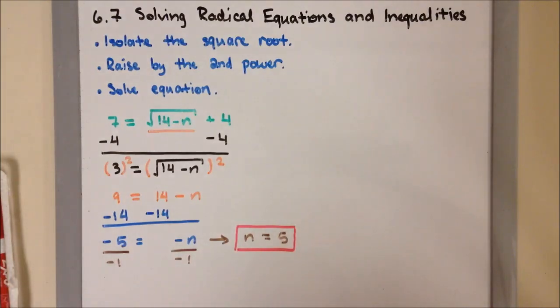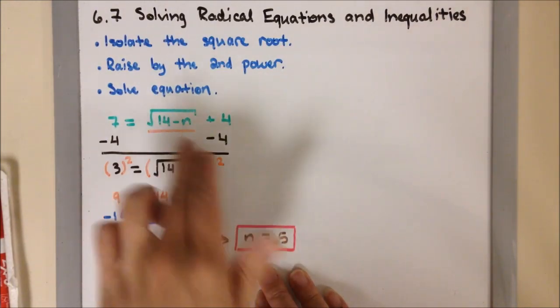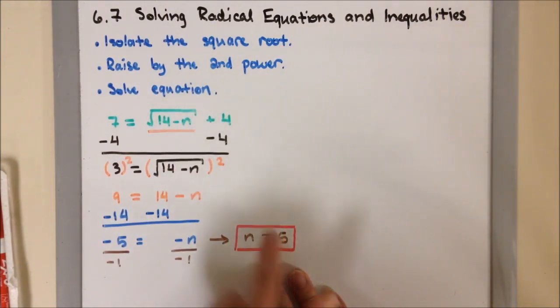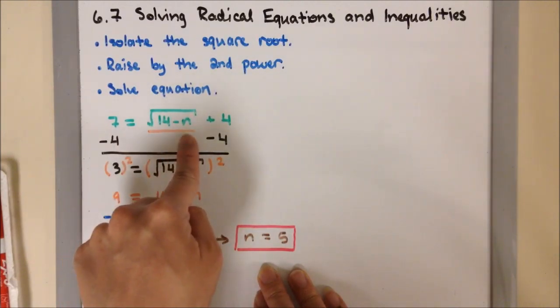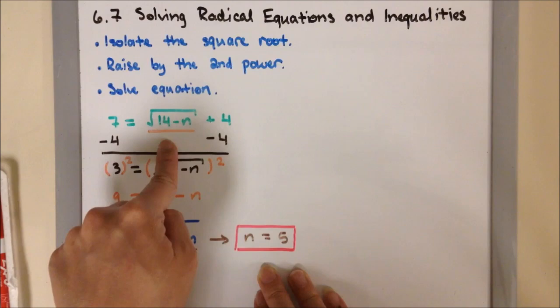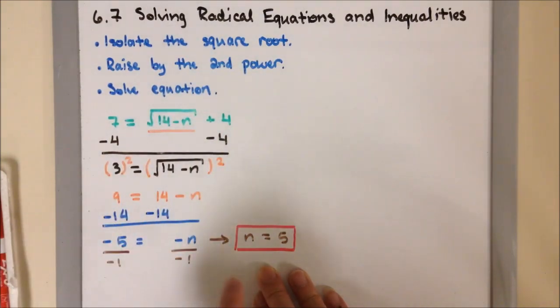And that's all we have to do when solving the equation. To double check if this answer is correct, simply plug it into the original problem. If I plug in 5 for n, inside the square root I'm going to have 14 minus 5, which is 9. The square root of 9 is 3, so 3 plus 4 equals 7, so it works. Therefore n equals 5 is the correct answer.